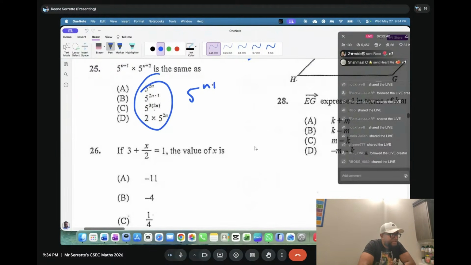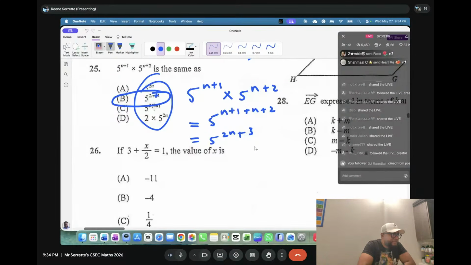5 to the n plus 1 multiplied by 5 to the n plus 2. What do we do with the powers here? Add the powers. So 5 to the n plus 1 plus n plus 2. So this will be 5 to the 2n plus 3. Right? I believe that's B. Yeah, 2n plus 3. Right?